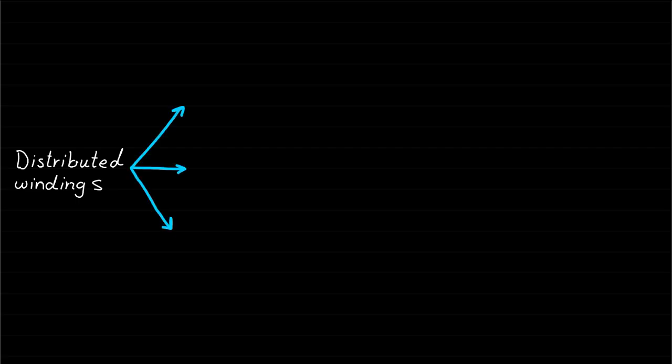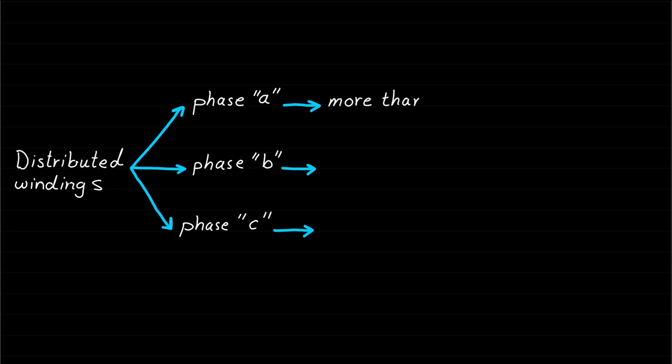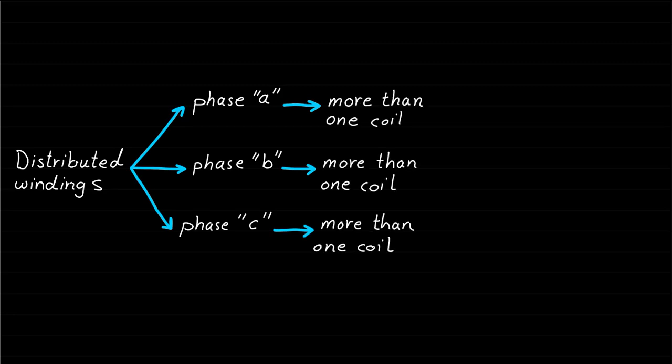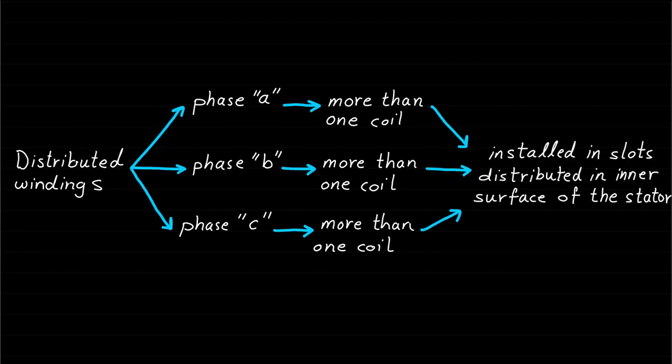Now let's give some idea about the distributed windings. In general, distributed windings means that each phase winding consists of more than one coil. These phase coils are connected and installed in slots distributed on the inner surface of the stator. Let's give some details about this definition.